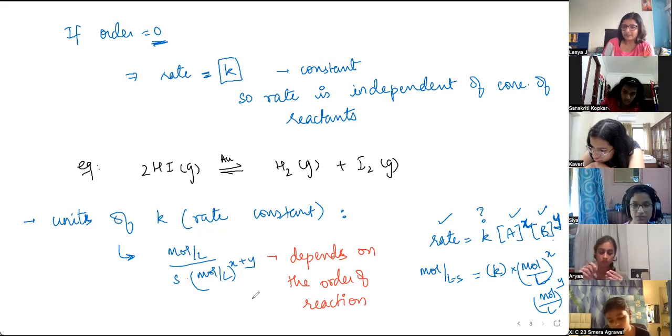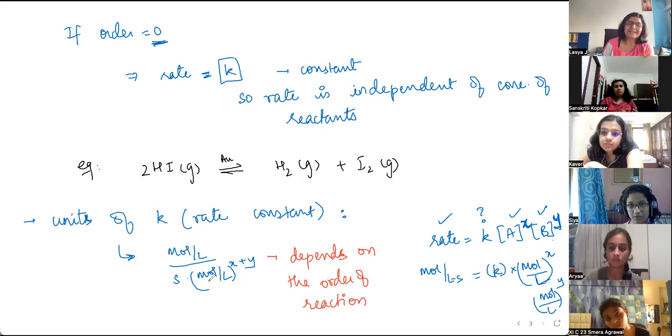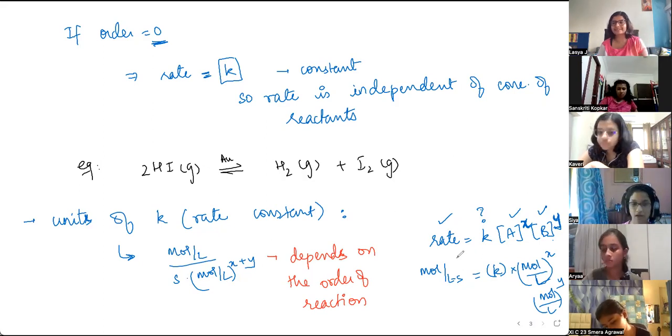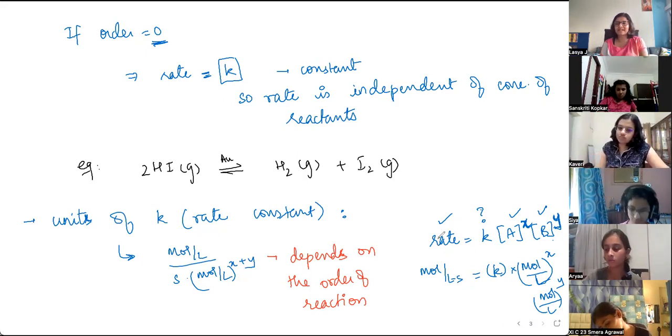Why do you say it like mole per liter per second? Isn't the second like with the liter in the denominator? Yeah, you can say that, adat ban gaya, like rate is concentration per second, right? Let's say meter per second, kilometer per second. Isliye mole per liter is the concentration per second. It's just a habit.